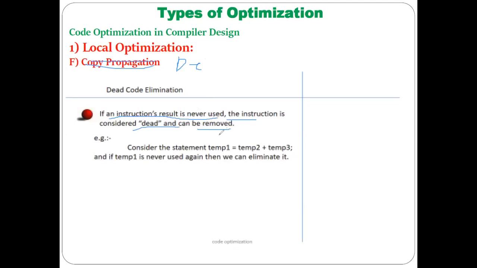Sometimes what happens is that the programmer writes multiple lines of code, and in that code there can be a single or multiple instructions that never get utilized. Then that particular instruction is referred to as dead code. Understood? And it can be optimized by the compiler by removing that dead code. So consider a statement like this: temp1 equal to temp2 plus temp3, and if temp1 is never used again, then we can eliminate it.